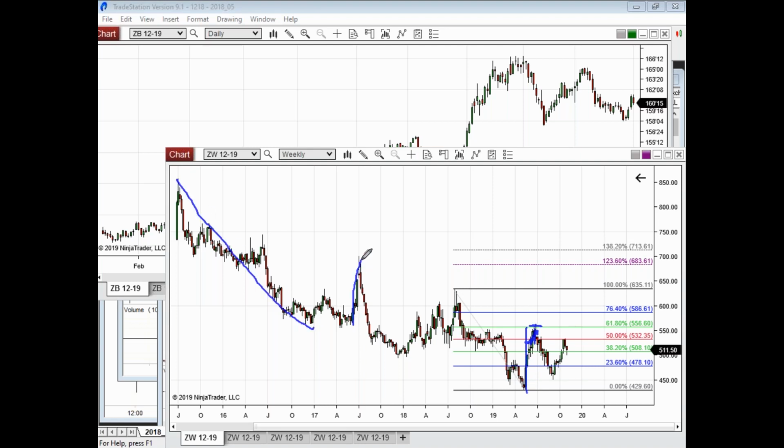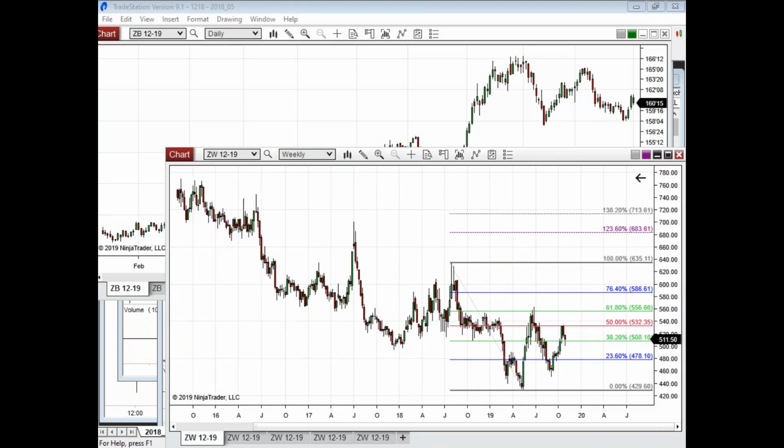Here's another example. It pops up, but just doesn't give you that bigger sustained move. So I don't see anything here on wheat that gives us a really good bias one way or the other. This could easily break either way.